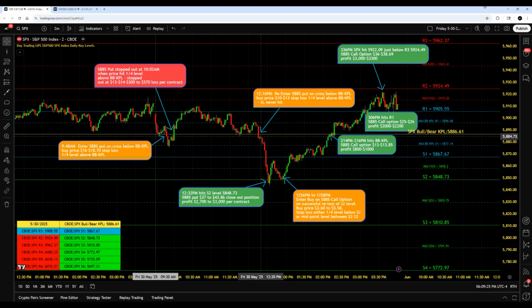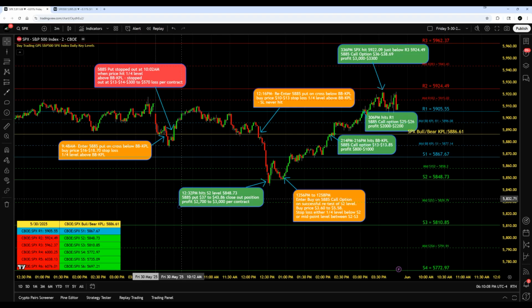Here we did get a move down all the way to S1, mid S1, S2, and then finally the S2 level of 58.4873. In my opinion, this was a pretty explosive move down, especially after what was happening earlier in the session. There's really no hesitation. We had a little pause here, but based on these candles, at 12:32 p.m. it does hit the S2 level, 58.4873.